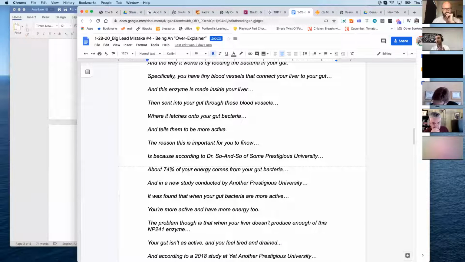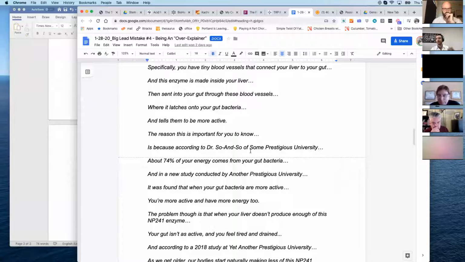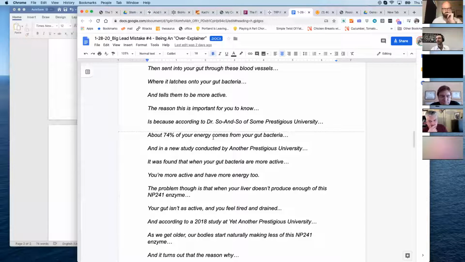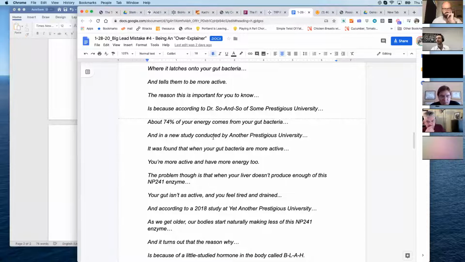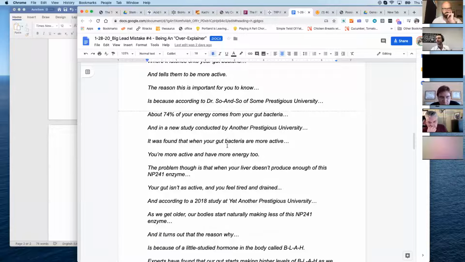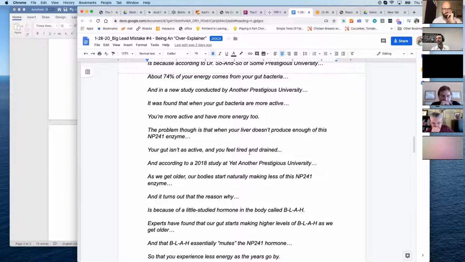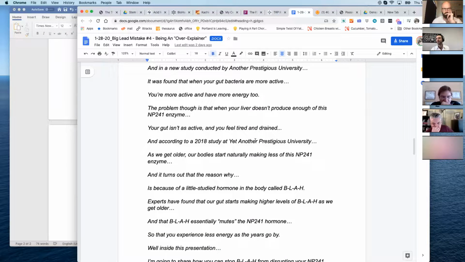The reason this is so important for you to know is because according to Dr. So-and-so of some prestigious university, about 74% of your energy comes from your gut bacteria. And in a new study conducted by another prestigious university, it was found that when your gut bacteria are more active, you're more active and have more energy too. The problem though is that when your liver doesn't produce enough of this NP241 enzyme, your gut isn't as active and you feel tired and drained. And according to a 2018 study at yet another prestigious university, as we get older, our bodies start naturally making less of this NP241 enzyme.